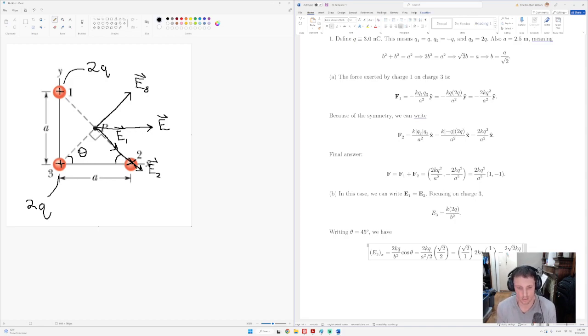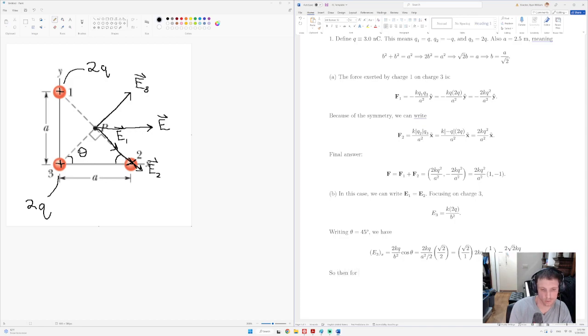Let me make sure I'm not doing anything silly here before we move on. So b squared is definitely a squared over 2. Cosine of 45 degrees is definitely root 2 over 2. And then as I said, division by a fraction is the same as multiplication by the inverse or reciprocal. So I think this is good. I'm not going to promise you I didn't make an algebra mistake here, but the approach is solid, right?